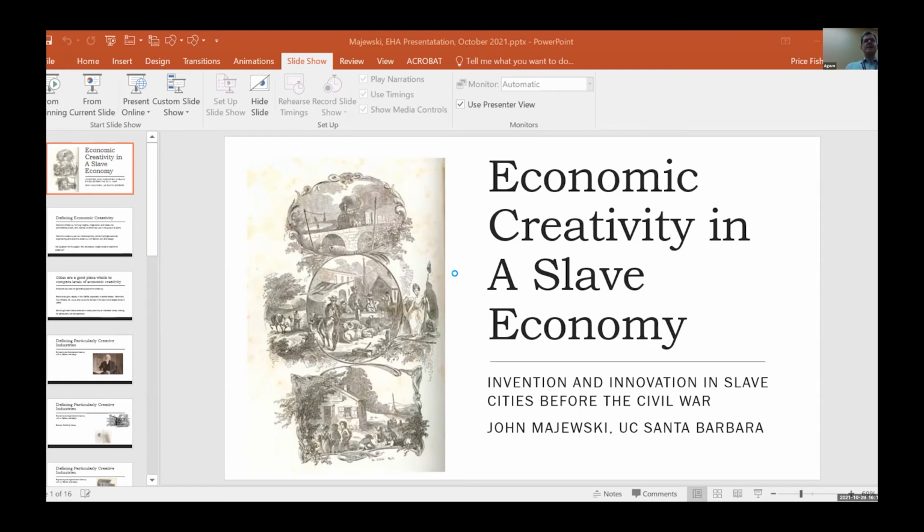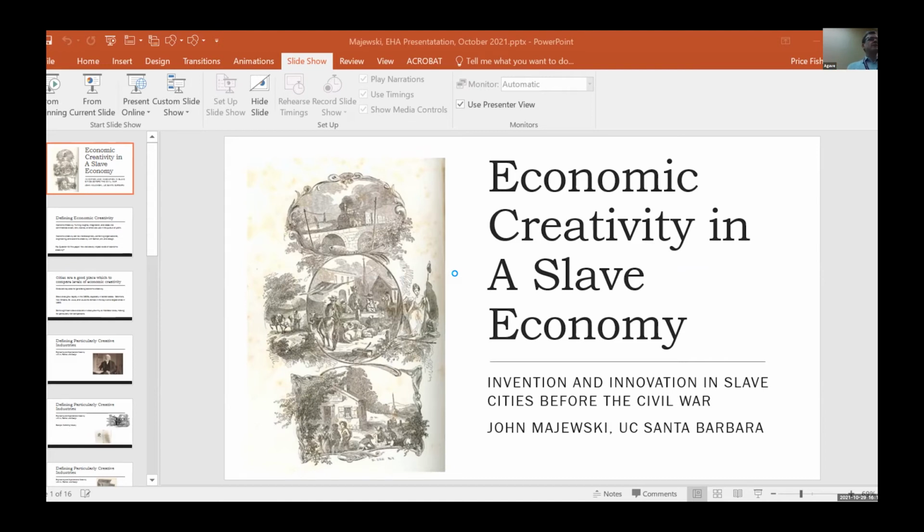I also want to make clear that economic creativity is an interdisciplinary concept. Some people associate creativity just with art, as in creative writing. I'm talking about all different sorts of creativity, whether it's organizational, engineering, or scientific creativity, along with fashion, art, and design. So obviously the key question for this paper is, how does slavery impact levels of economic creativity? To answer that question, I look at cities before the Civil War.